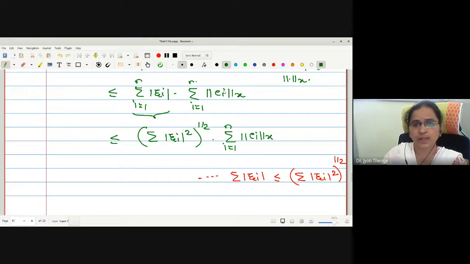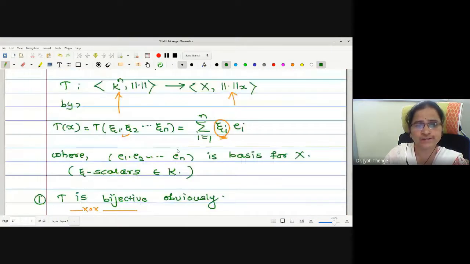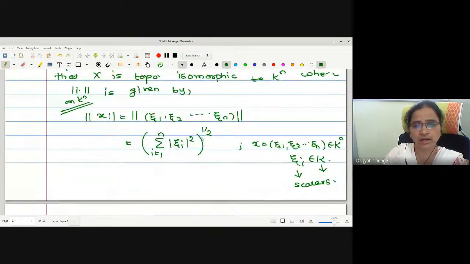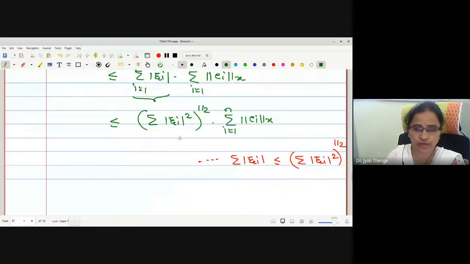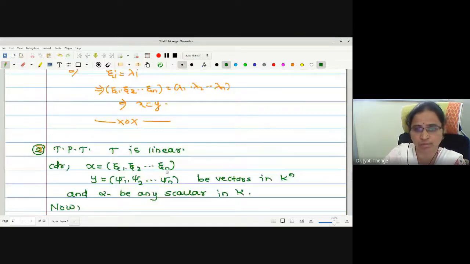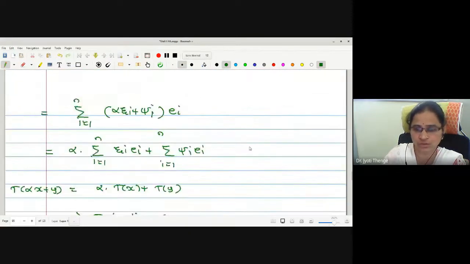Why have I done this? Because this is nothing but the norm defined on our K n space, no? This is my distance formula. Therefore, I have just converted this to a distance formula. Therefore, can I write this as norm x? I think we have not given any number there. Let me call this statement number 1.